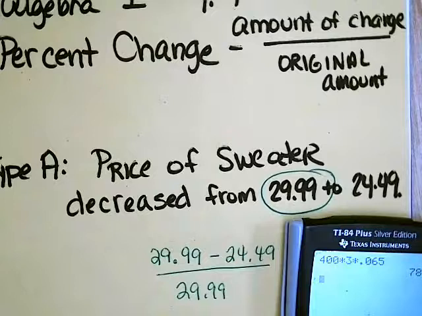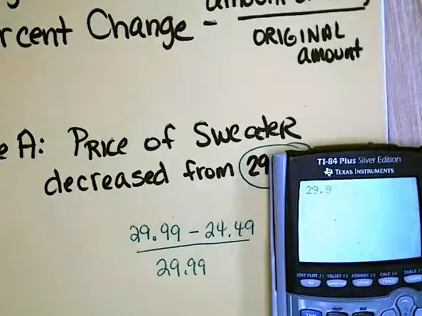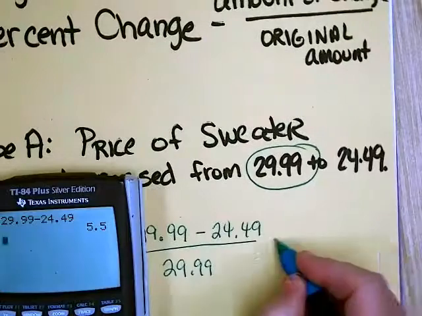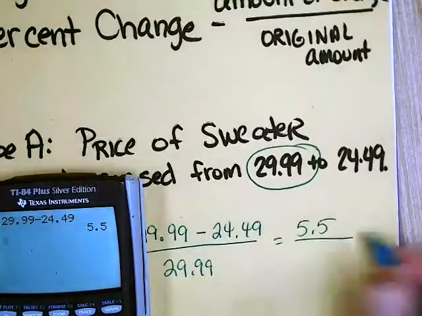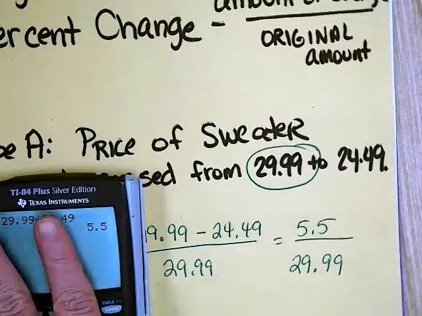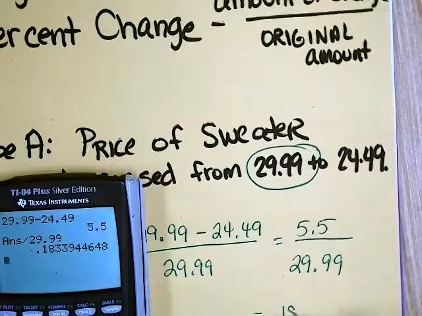Okay, here we go. $29.99 minus $24.49 is $5.50. So this is equal to $5.50 over $29.99. Now, you need to divide the top by the bottom. And we are going to get 0.18339444648. That's what my calculator shows.